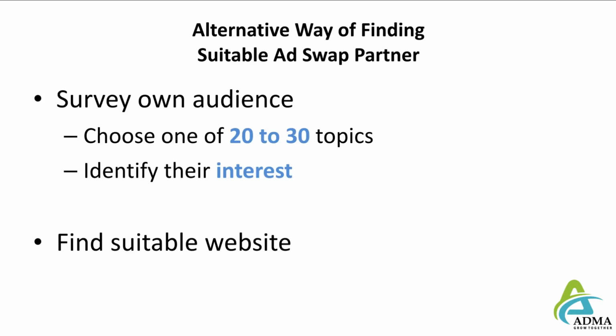The best way to do this is to conduct a survey with a choice of 20 to 30 topics. From these topics, your audience can choose the one that interests them the most. Once you have the results, you can approach the pertaining marketers with your data and propose an ad swap with them. Even better, now you have the data to prove your eligibility.